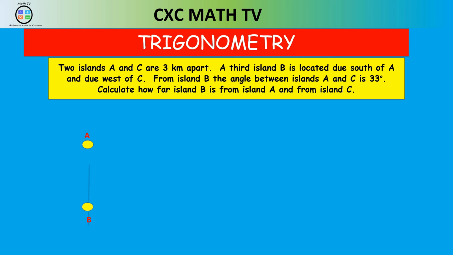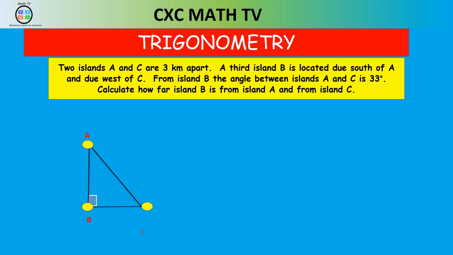And then it is said that B is west of C. So we know then that C is to the right of B, because we can say that C is east of B, or we can say B is west of C. So we draw a line from B to C. And then now we draw the line from A to C.